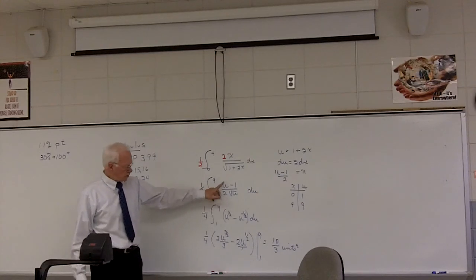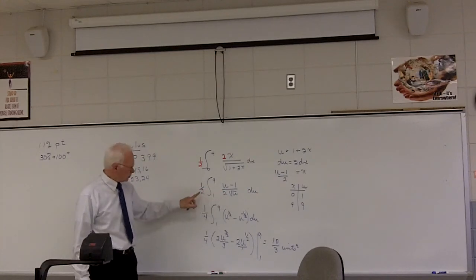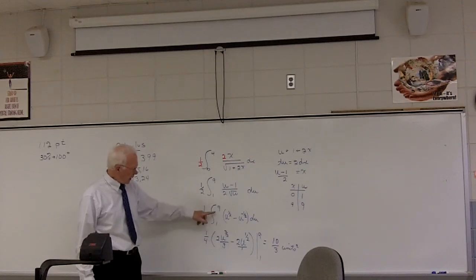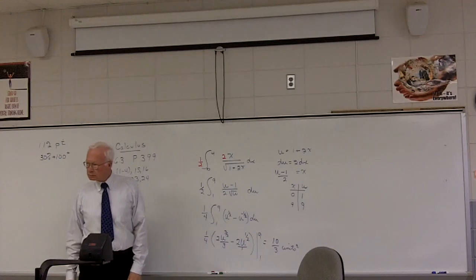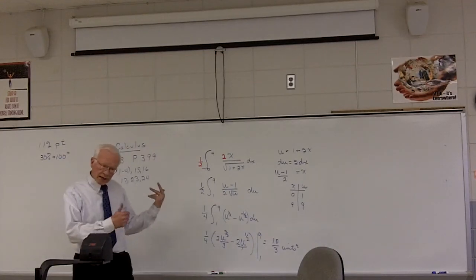Then simplifying this, see, I took this 2 and put it out here and made it a 4. 2 and 2, 4 out here. And 1 to 9. Anybody trouble with the integration 1 to 9? Okay? So that's how that one goes.